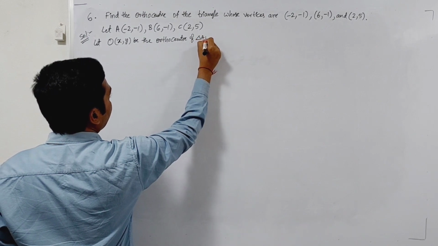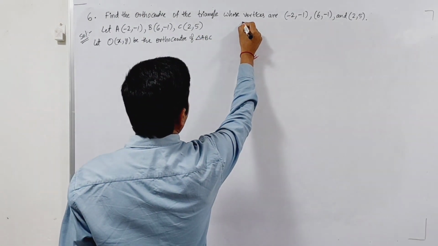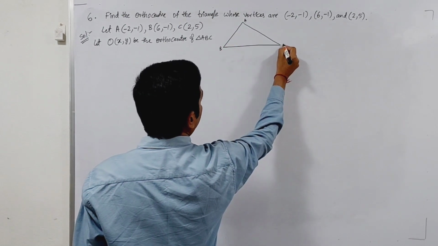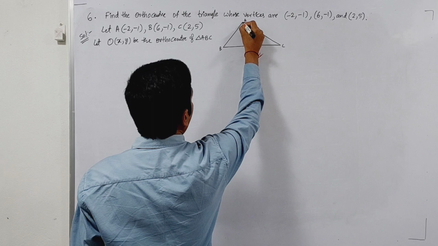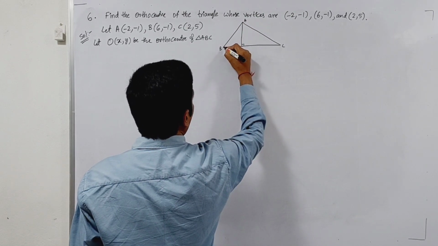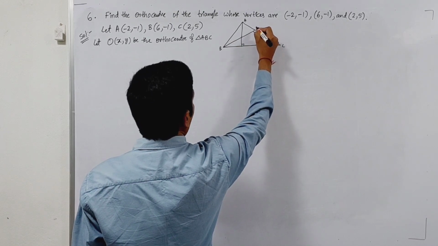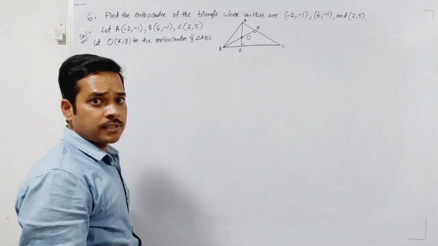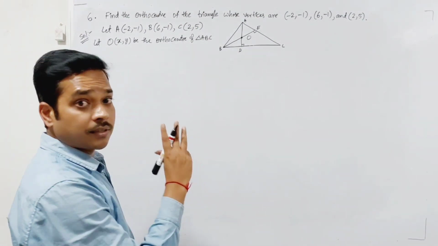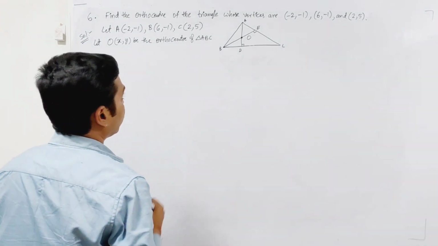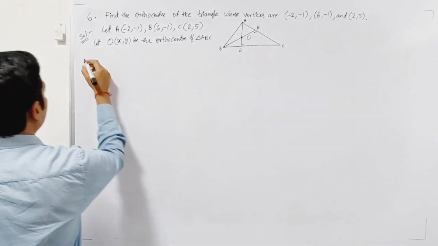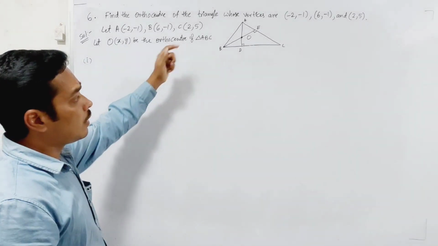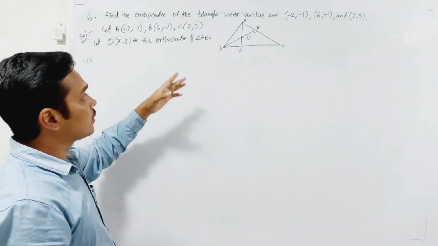of triangle ABC. For example, this is triangle ABC. Draw one perpendicular line from A to BC. This is the altitude AD. Draw one perpendicular line from B to AC. This is the second altitude BE. The point of intersection of any two altitudes is the orthocenter. So by using the third method, we are going to find the orthocenter. From the diagram, O x comma y is the orthocenter of triangle ABC. The orthocenter always lies on the altitudes.